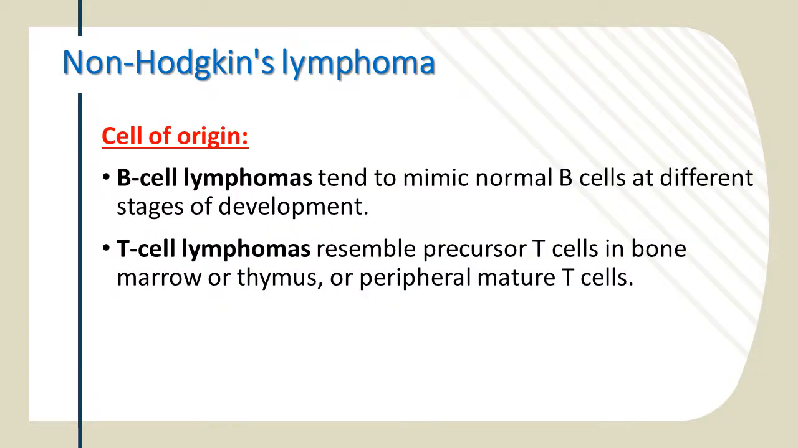Regarding the cell of origin, there is either B or T cell lymphomas. B cell lymphomas tend to mimic normal B cells at different stages of development, whereas T cell lymphomas resemble precursor T cells in bone marrow or thymus, or peripheral mature T cells.